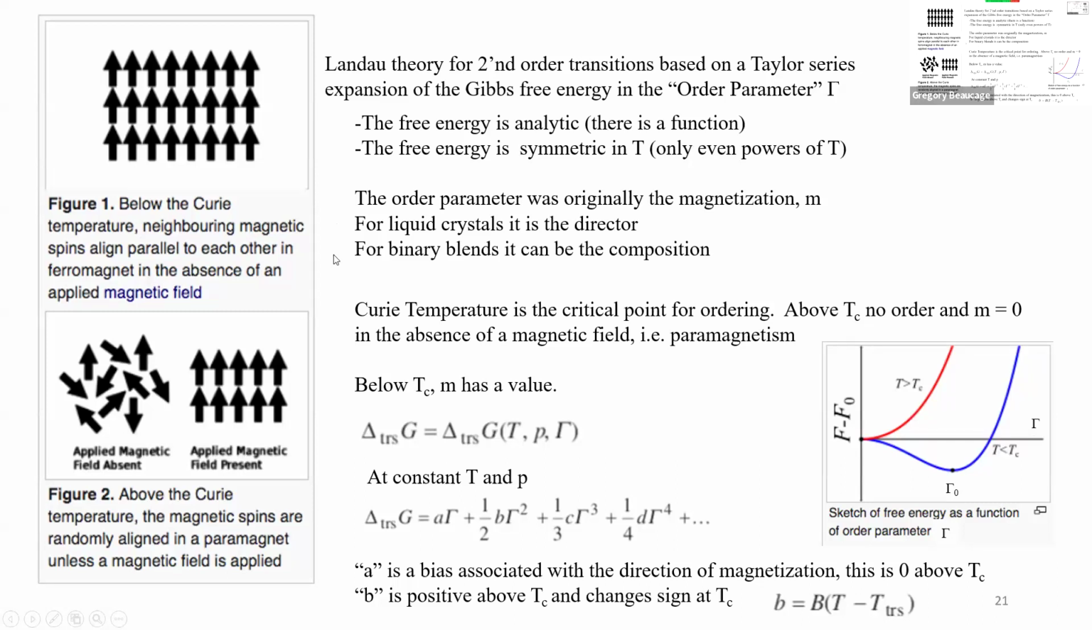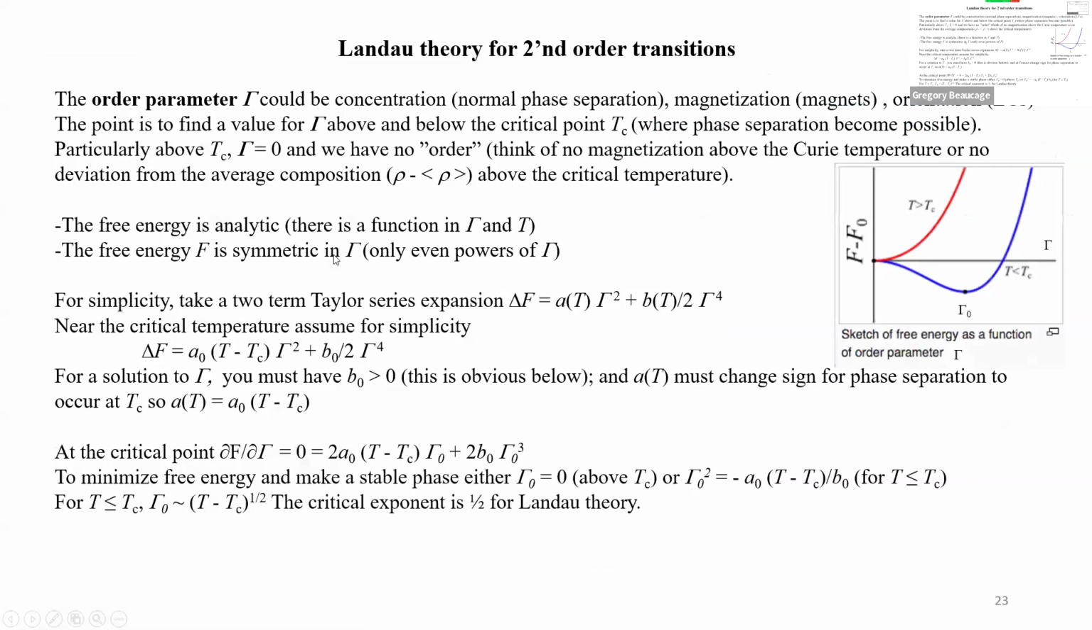Then he starts to say some things about what kind of polynomial it's going to be. He says it's got to be even powers of this thing, and it's an analytic function of gamma and temperature. The free energy has to be symmetric in gamma, so it can only be even powers of gamma. So he has only gamma squared, gamma to the fourth, and then he has these thermal constants as prefactors to it.